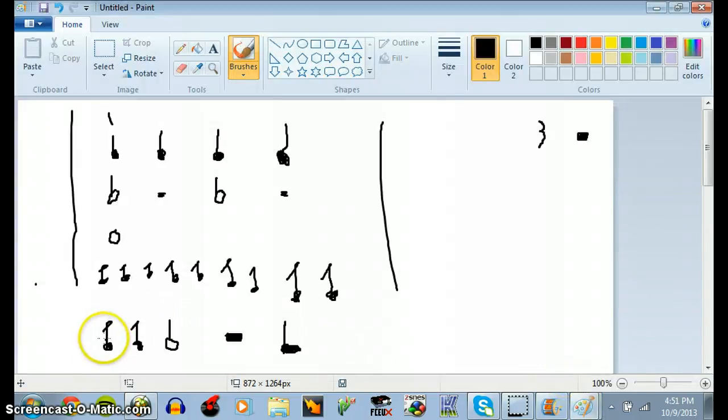It's this right here. Boom, boom, boom, boom, boom, boom, boom, boom, boom, boom, boom, boom, boom, boom, boom.